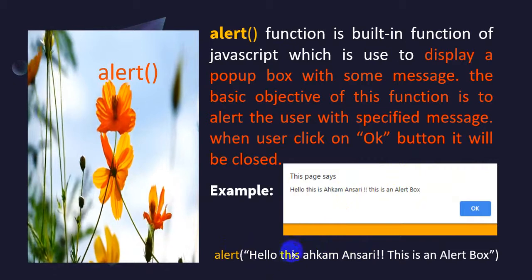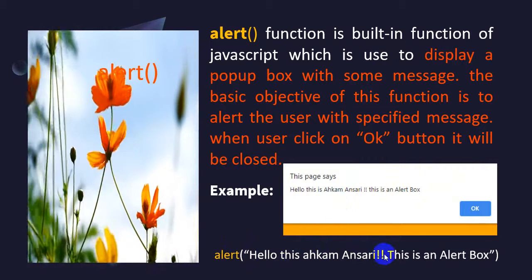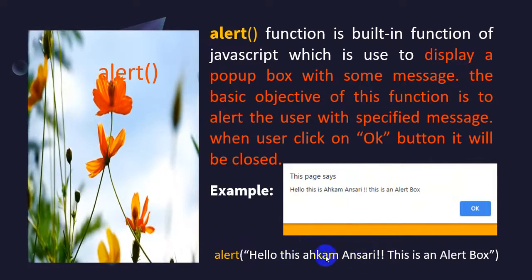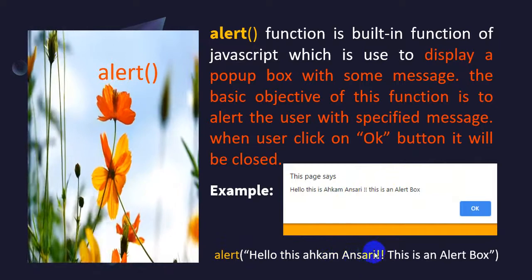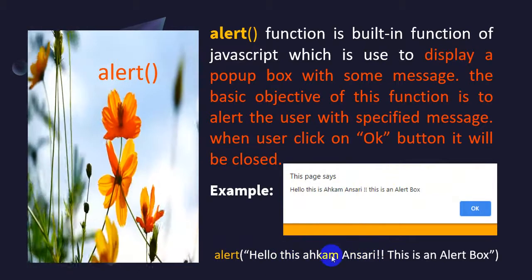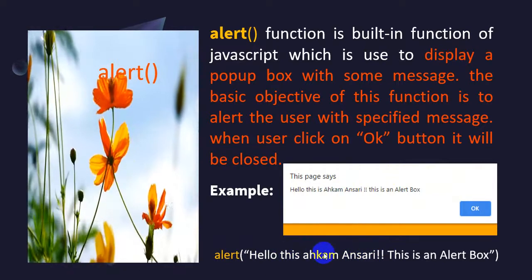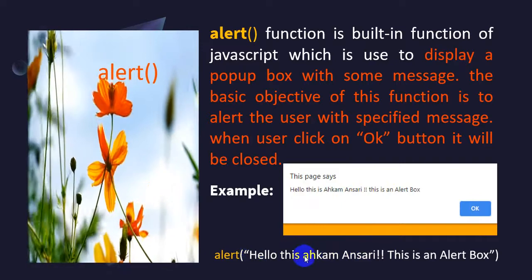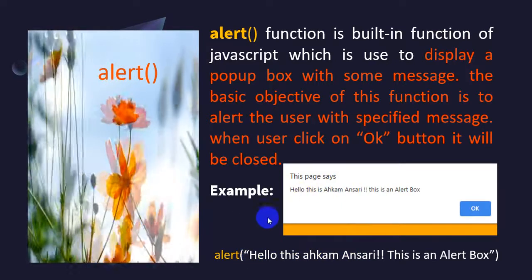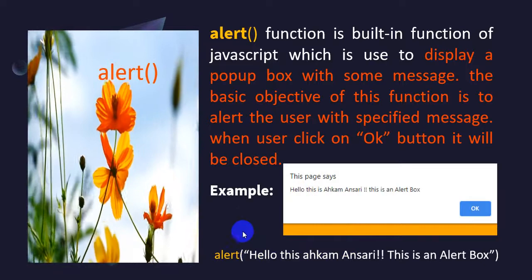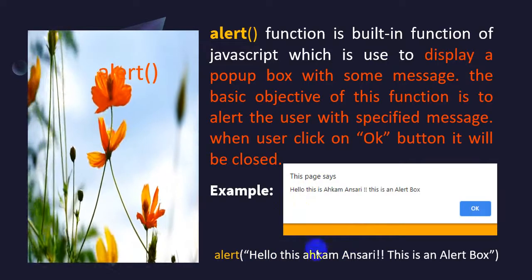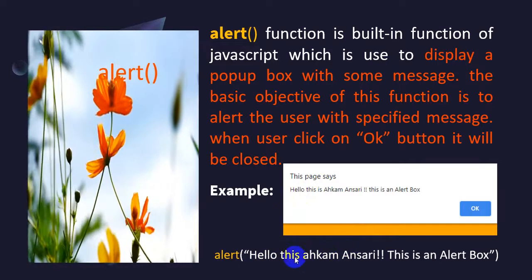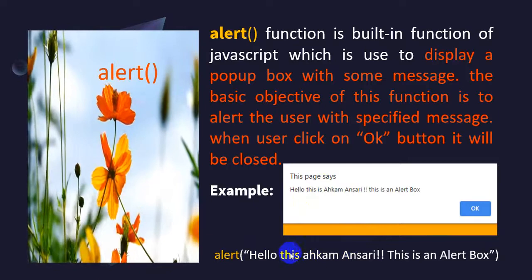This message can be of any type. It can be a number, an integer, a string, or a boolean value, true or false. You can pass any type of value inside that alert box. So if I write, for example, a plus b, the answer will be a, b. You can even perform a equal to 10, b equal to 20, and then a plus b, so the output will be 30. So you can display any type of data, no issue.